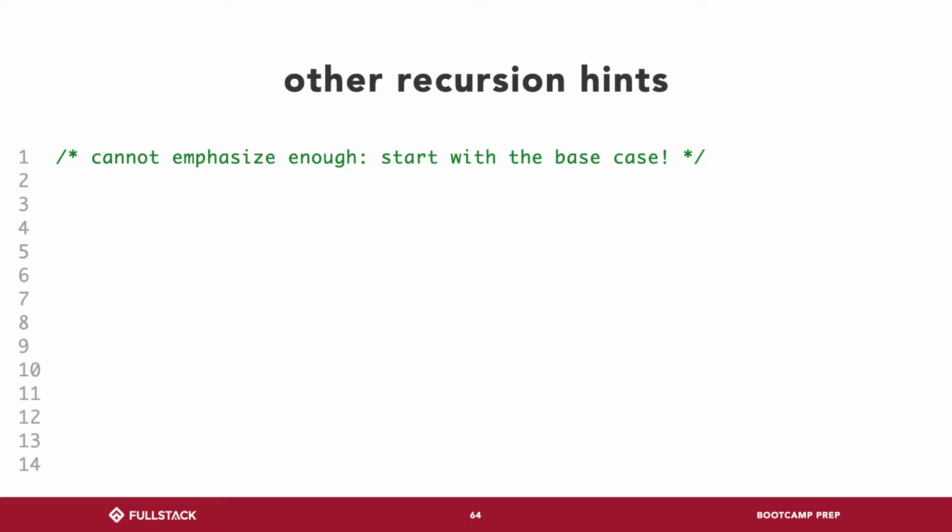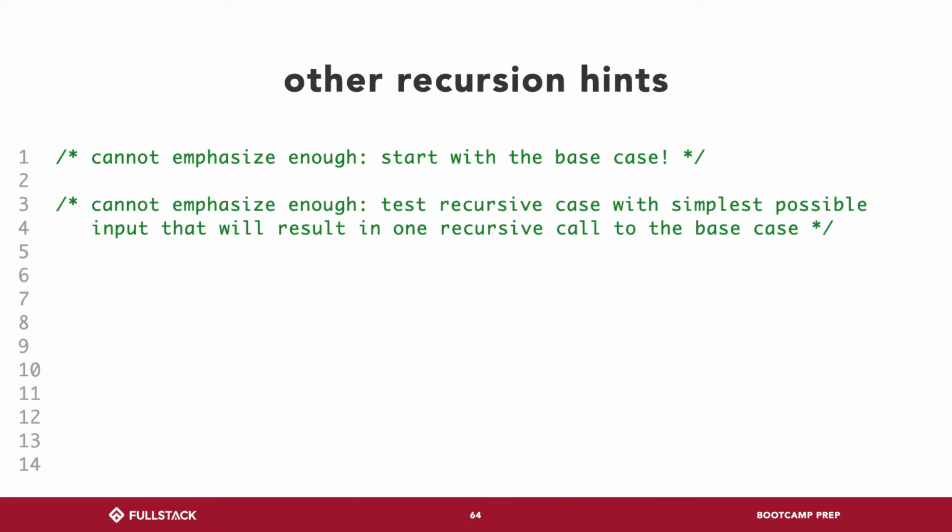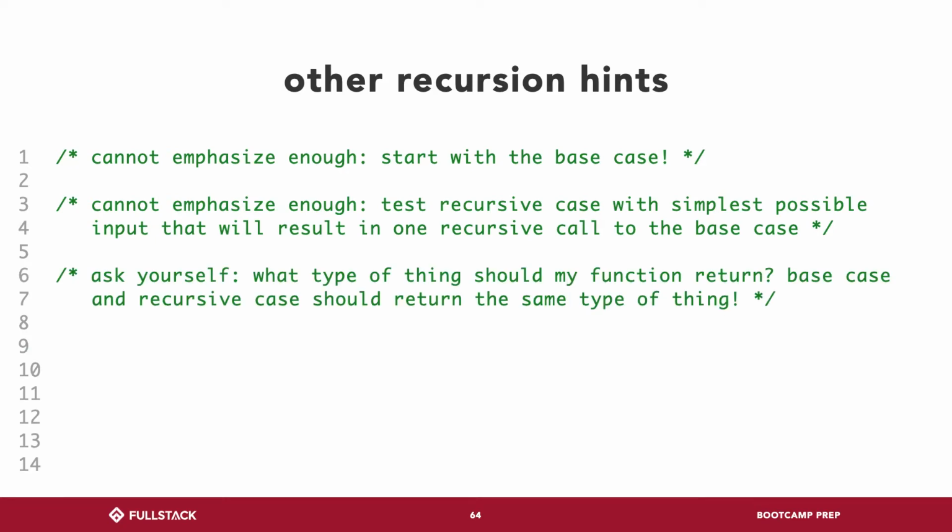Cannot emphasize enough, start with the base case. Cannot emphasize enough, test the recursive case with the simplest possible input that results in one recursive call to the base case. And ask yourself, what type of thing should my function return? The base case and recursive case should return the same type of thing, right? Like, if you want the sum of an array, and then all of a sudden you return a string at the end in the base case, what are you doing? Stop and look at yourself. This is not right, okay? It can't be right. The base case and the function should return the same type of thing.